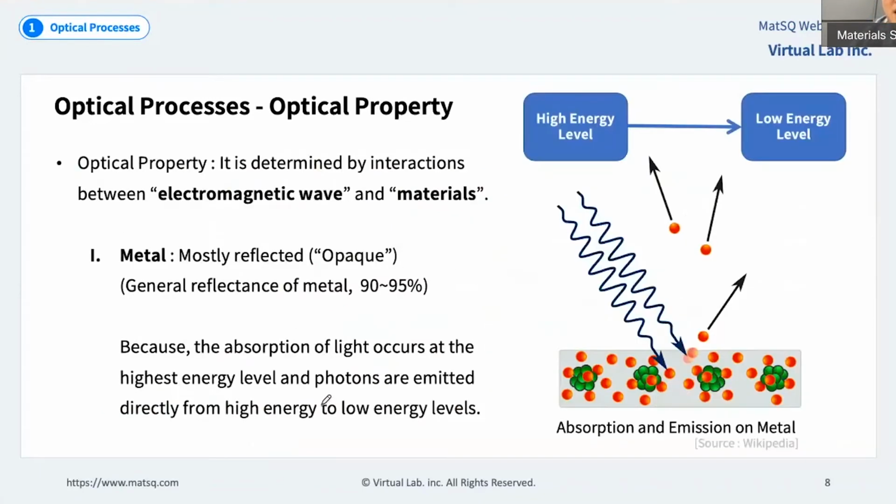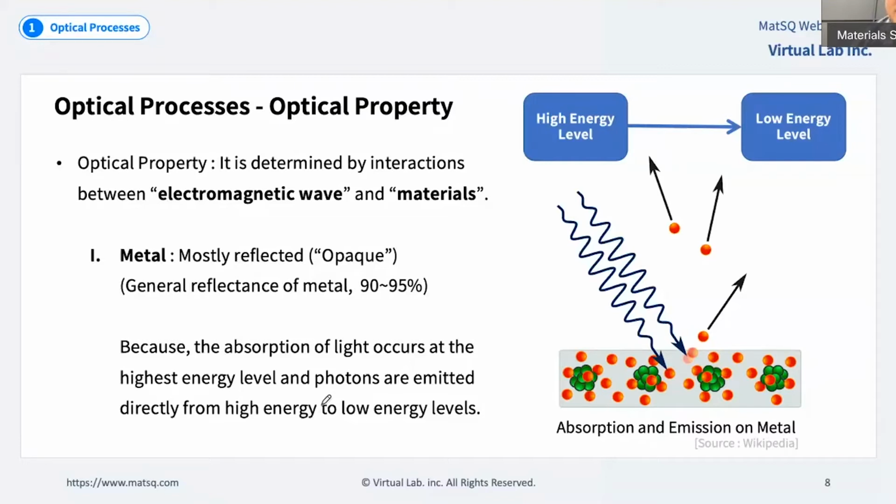Optical properties are determined by interactions between electromagnetic waves and materials. The same concept as above applies whether it is experimental or calculations. So we should analyze the kind of reaction or interaction between them. I'll explain two types of materials, metal and non-metal, and I'll focus on the non-metal case, especially semiconductors, today.